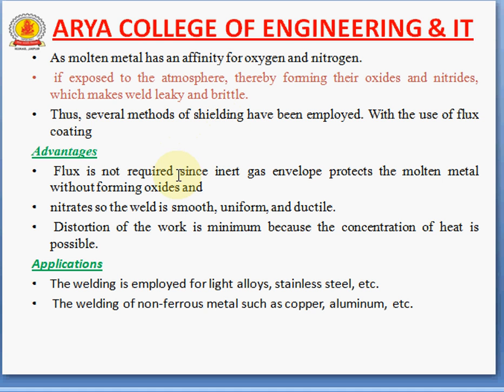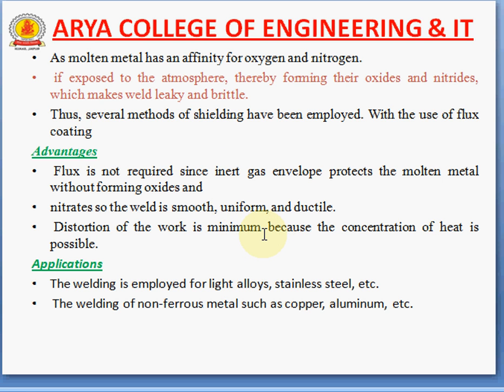So we have now discussed the advantages of this type of welding. The flux is not required, since the inert gas envelope protects the molten metal without forming oxides and nitrides. So the weld is smooth, uniform and ductile, and the distortion of the work is minimum because concentration of heat is possible.